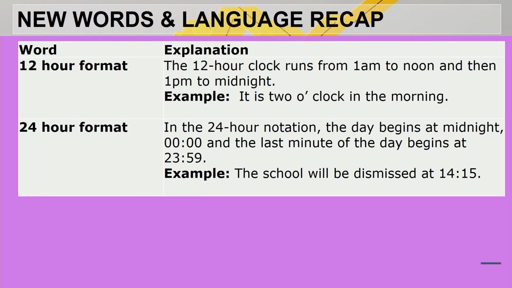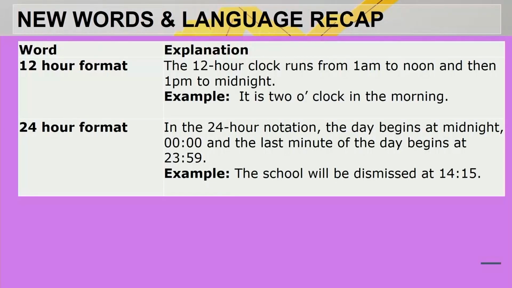Then the 12-hour format and the 24-hour format. The 12-hour format is the 12-hour clock that runs from 1 a.m. to noon, and then again from 1 p.m. to midnight. And the example there is, it is 2 o'clock in the morning. Remember, when we use the 12-hour format, you need to say whether it's in the morning or in the afternoon. Otherwise, you will get confused.